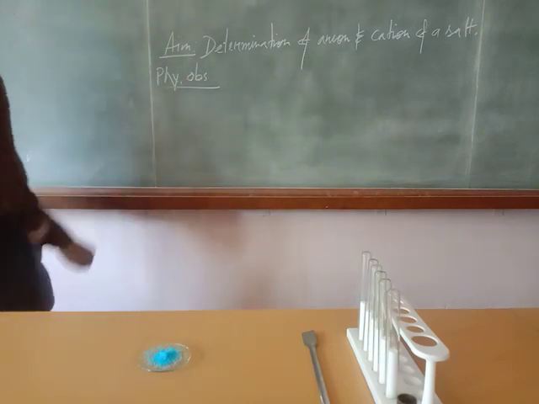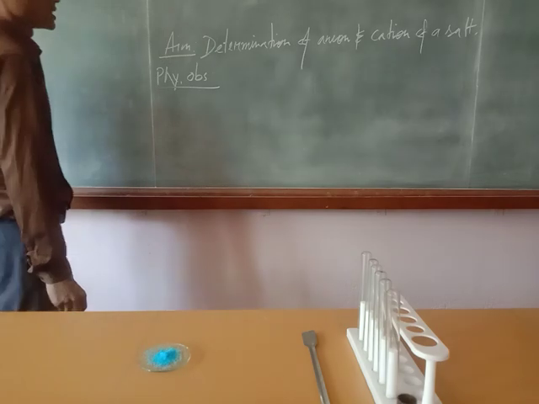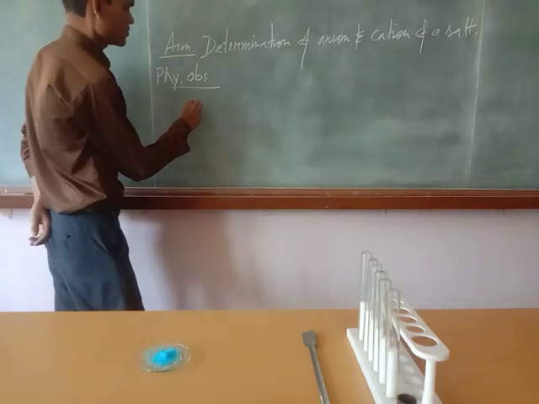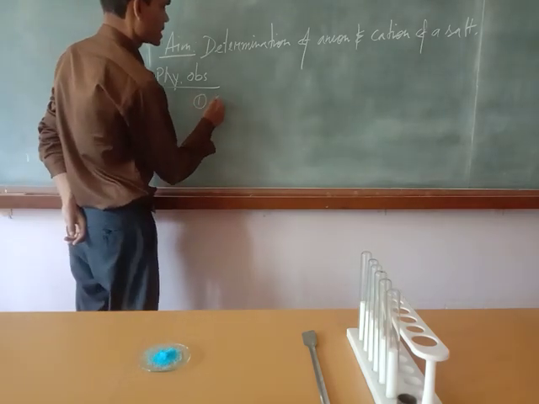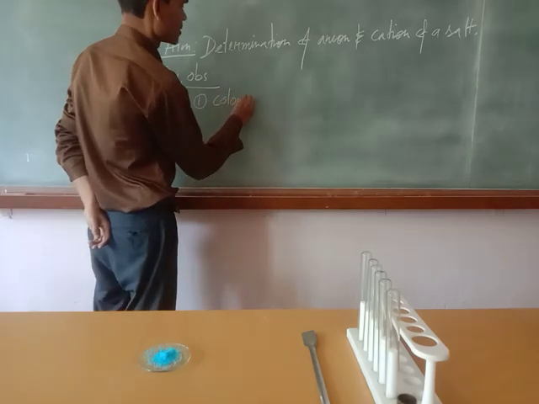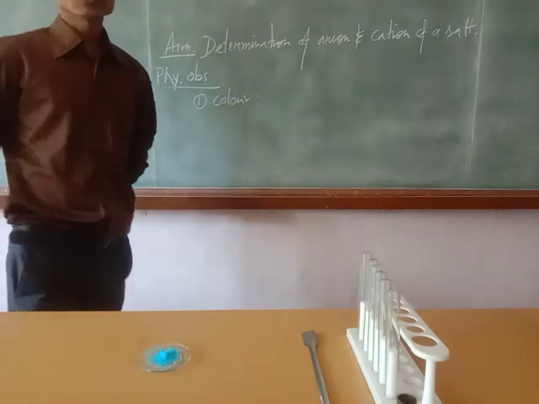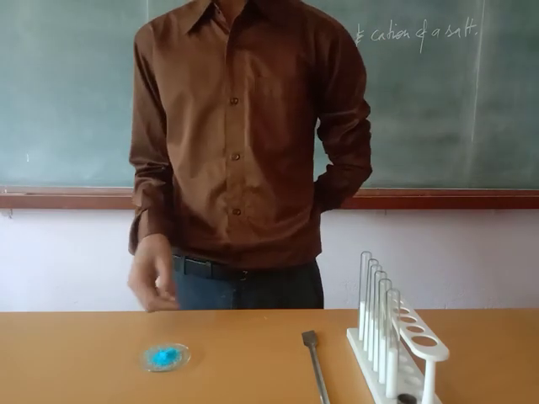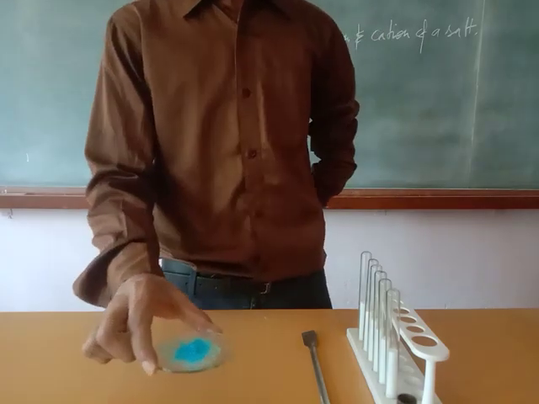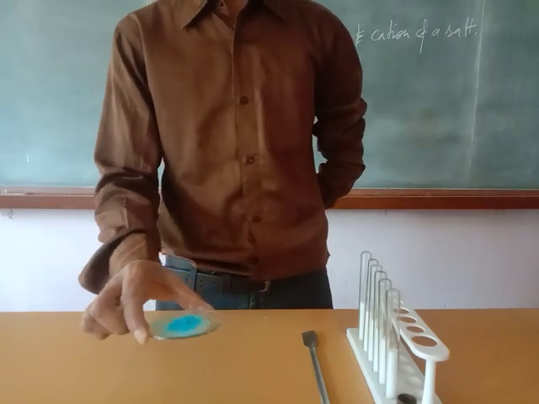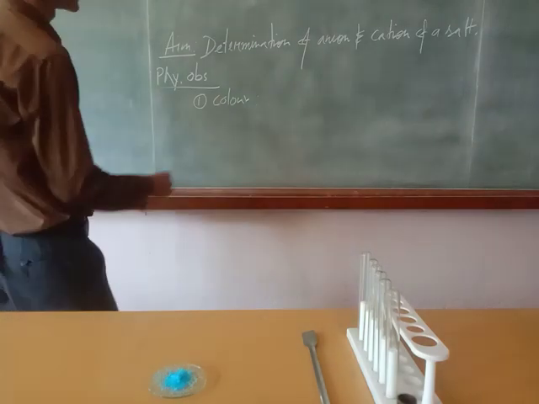In physical observations, there are 3 steps. Number 1 is color. So this is our unknown salt. What is the color of the salt? So this is blue in color. So simply here you write blue.